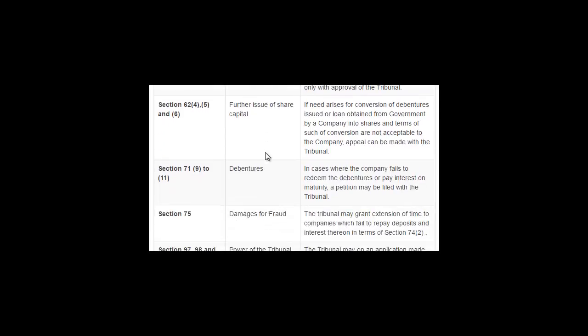Now we will discuss section 71 subsection 9 to subsection 11, which talks about debentures. In cases where the company fails to redeem the debenture or pay interest on maturity, a petition may be filed with the tribunal. This is a very great scenario where the National Company Law Tribunal is seeking the interests of the shareholders, the investors, the promoters and other people as well these days.